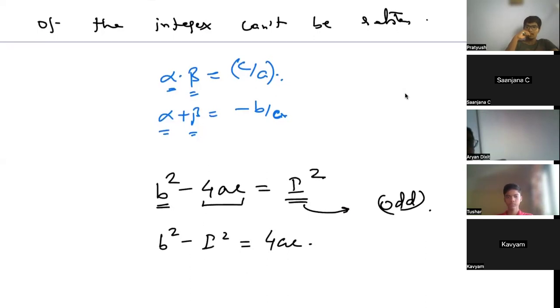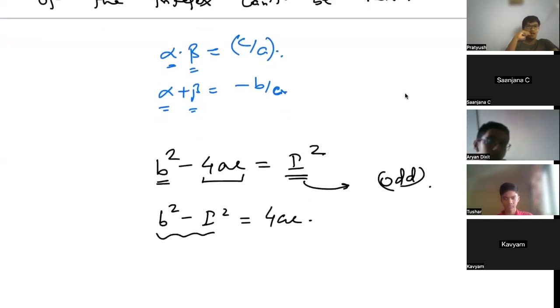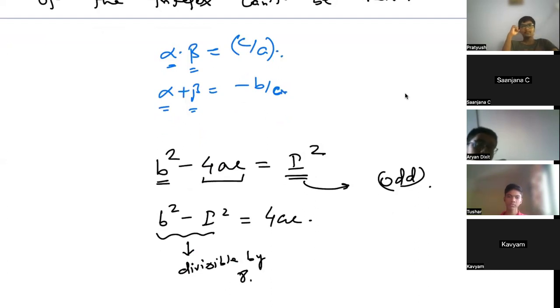And we know that the difference of the squares of two odd numbers is divisible by 8, right? But the right side is divisible by only 4, and a and c are odd. So this is not possible.